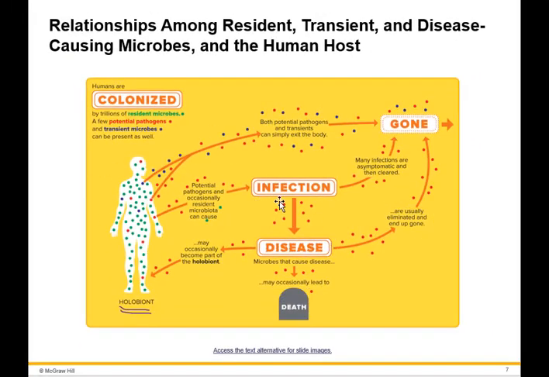So there are a lot of reasons why something could go from just being asymptomatic to becoming disease-causing, or why it might just be eliminated, and we'll talk about that in a little bit.